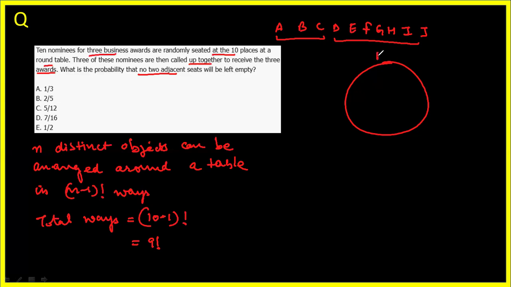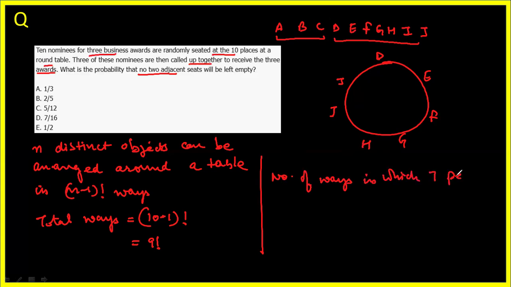So let's say D, E, F, G, H, I, and J. In how many ways can these 7 objects be seated? 7 objects can be seated around a table in 7 minus 1 factorial ways. So the number of ways in which 7 people can be seated is 7 minus 1, that is 6 factorial ways.